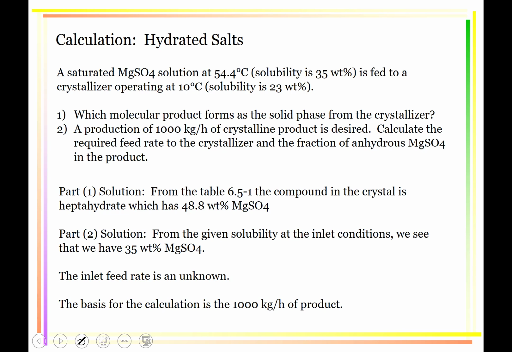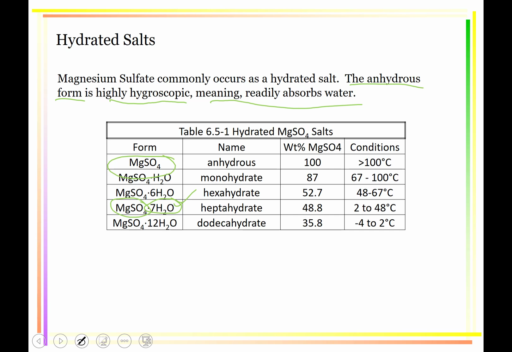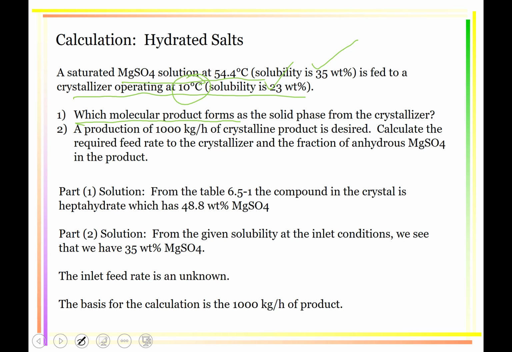So here's an example calculation. A saturated magnesium sulfate solution at 54.4 degrees, where its solubility is 35 weight percent, is fed to a crystallizer operating at 10 degrees C, where its solubility is 23 weight percent. So the first question is, which molecular product forms? The crystallizer is operating at 10 degrees, so let's go back and see where 10 degrees is on here. Okay, so 10 degrees is the heptahydrate. So we have 7 moles of water per mole of magnesium sulfate.